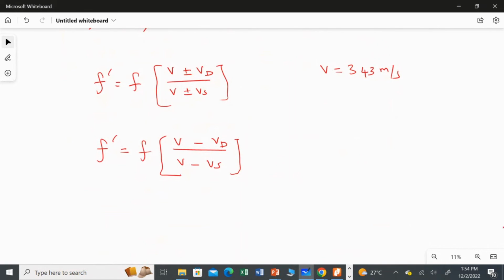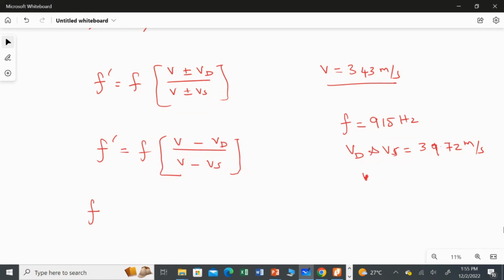So better I will write the values here. The frequency emitted by the source here is 915 hertz, and both vehicles are moving at the same speed. That means Vd and Vs will have the same value, 39.72 meter per second. Now, the speed of the sound in the air we already wrote, which is 343 meter per second. So I'm going to substitute the value.